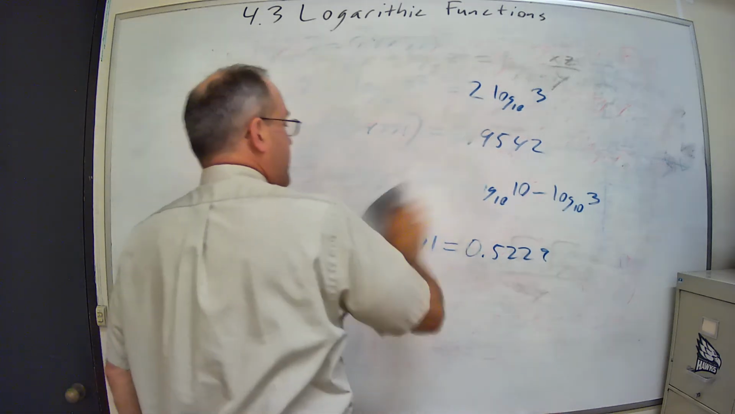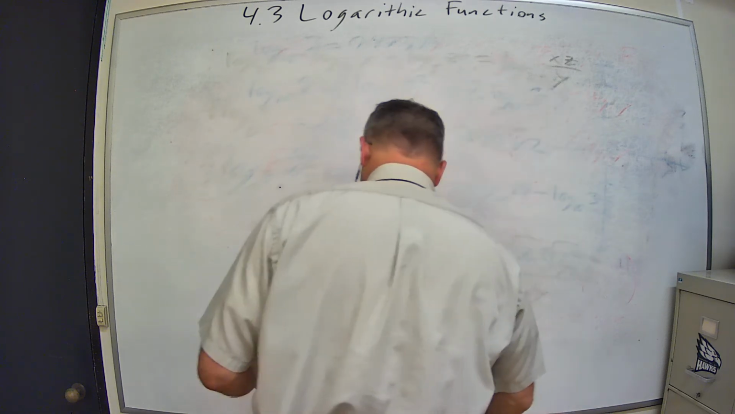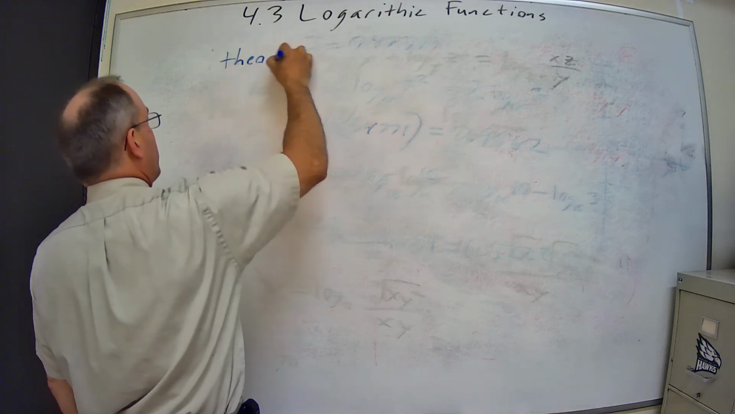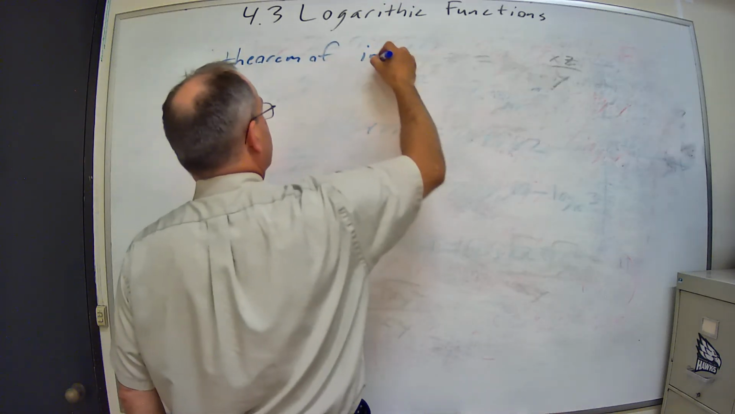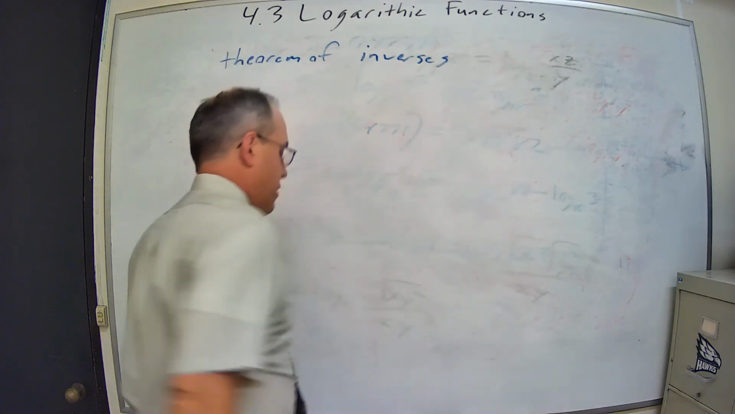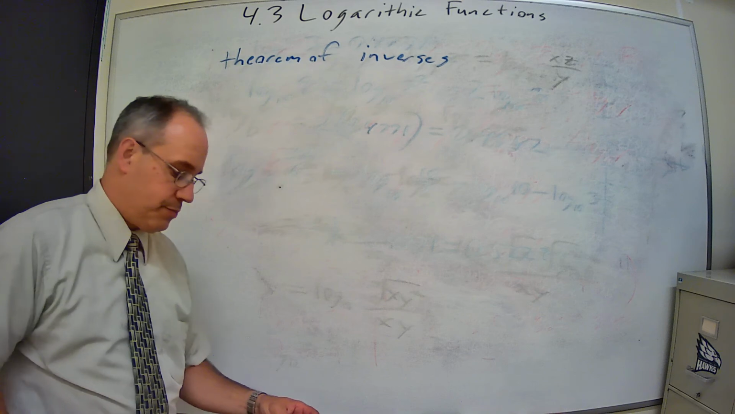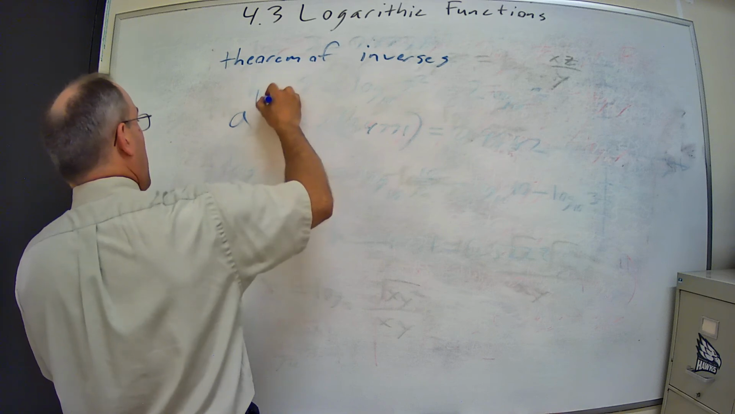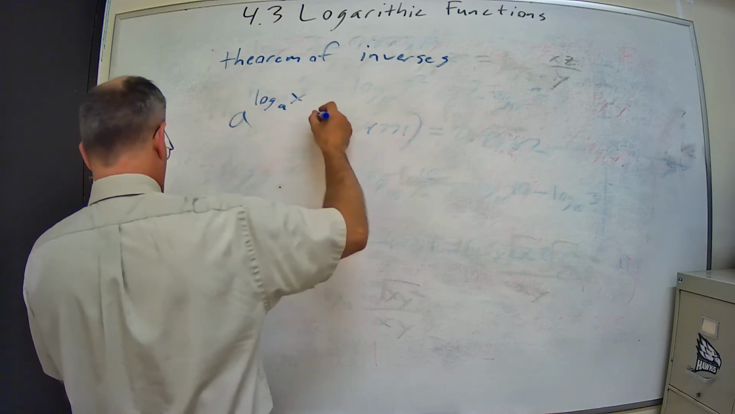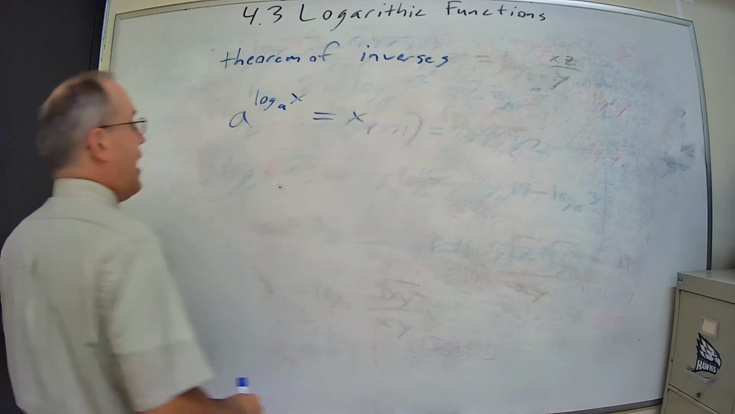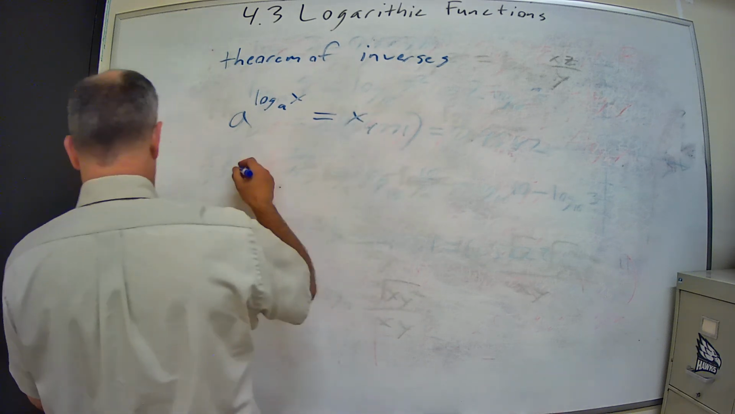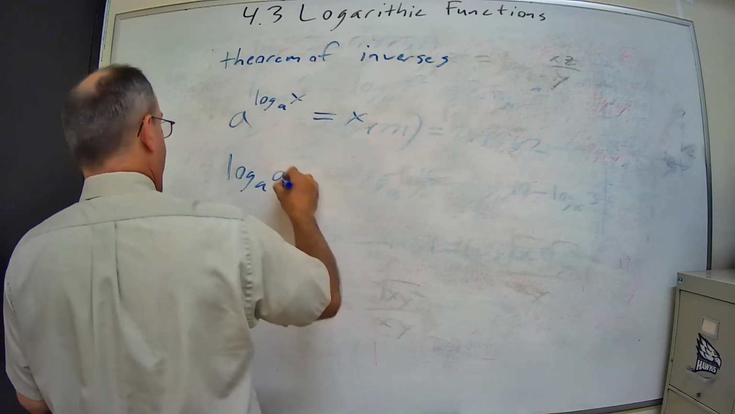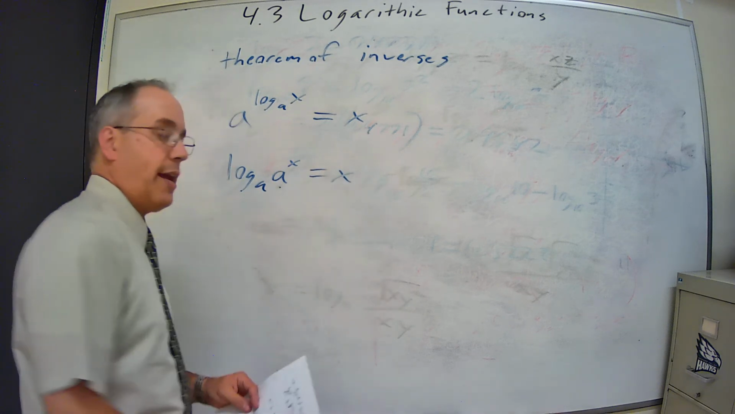So the last thing we want to cover on these logarithmic functions is the theorem of inverses. The theorem of inverses basically says that if you have a to the log base a of x, that is equal to x, and that if you have log base a of a to the x, that is equal to x.